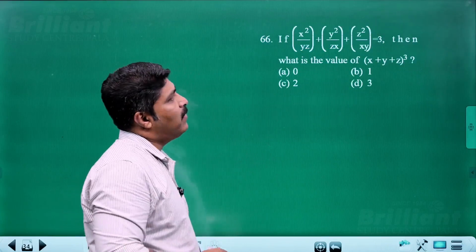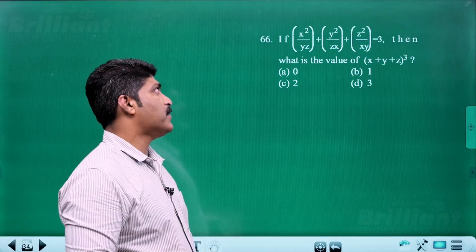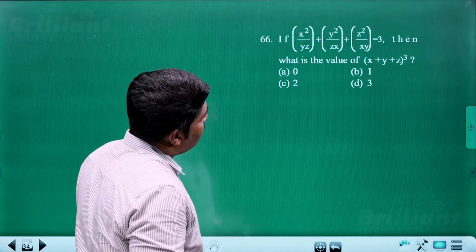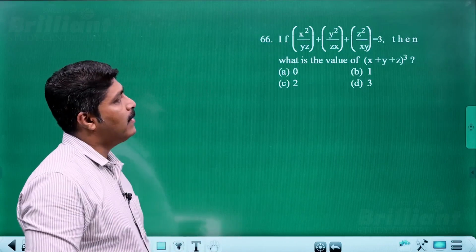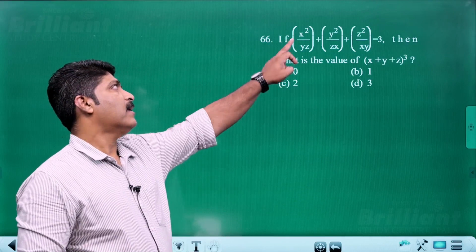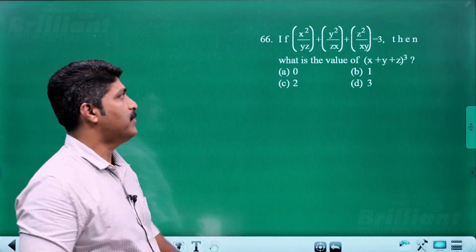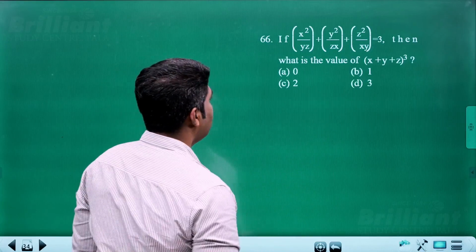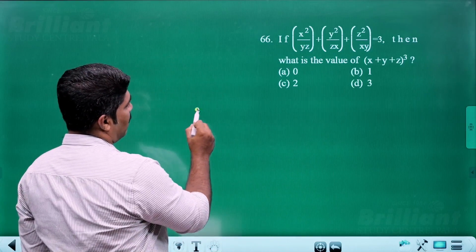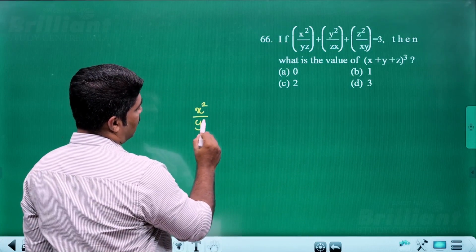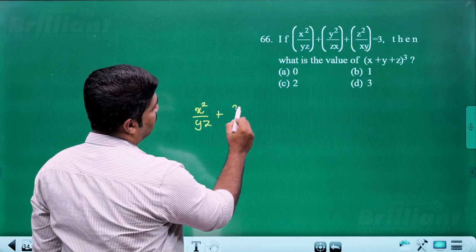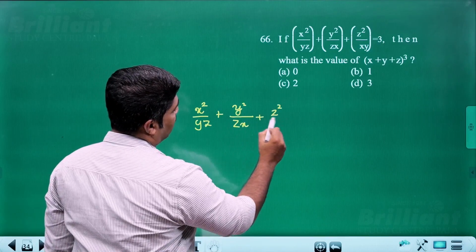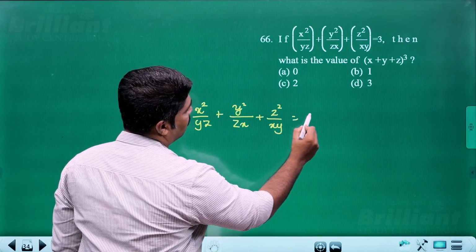There's another important type of question. It's also based on an identity. So how can we apply the identity here? First of all, you have to learn the method here. So here, we are just simplifying these terms. If we make it in the simplified addition format, that is x square by yz plus, I just rewrite the step here, y square by zx plus z square by xy, which is equal to 3.